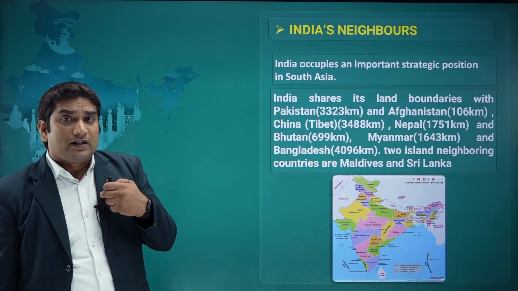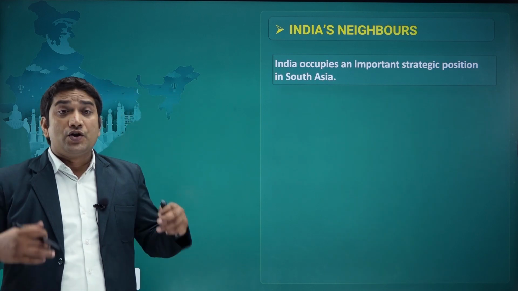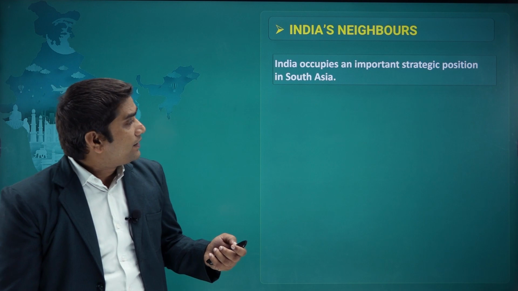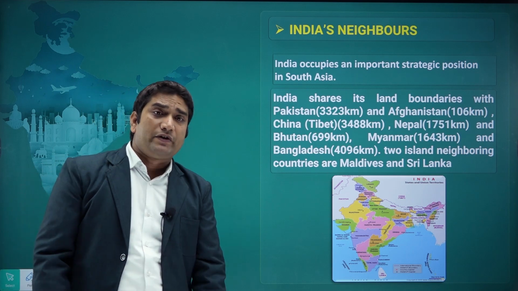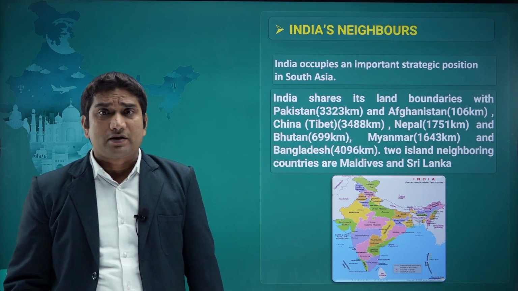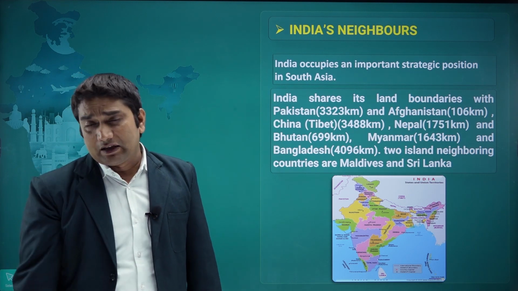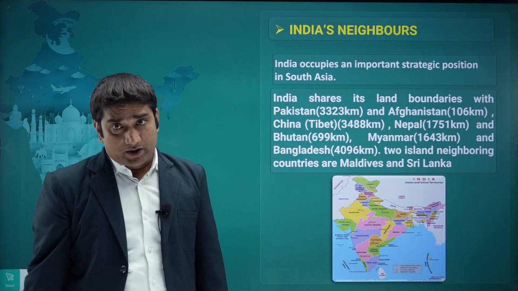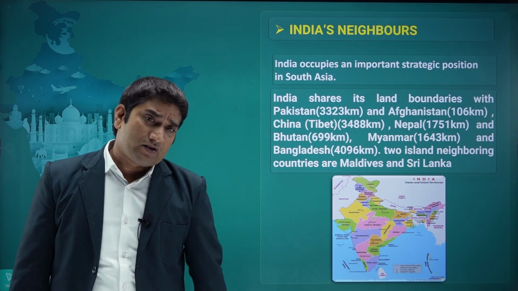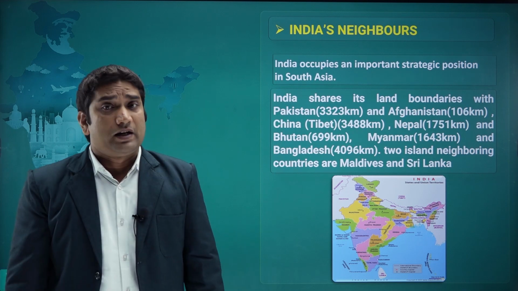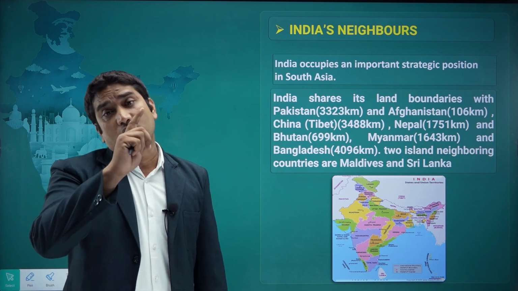So the maximum boundary we are sharing is with Bangladesh, that is 4096 kilometers. With Pakistan we are sharing 3323 kilometers, which is the third position. On the second number we are sharing the land boundary with China, that is 3488 kilometers. And with Nepal we are sharing 1751 kilometers. With Bhutan we are sharing 699 kilometers of land boundary. And the lowest boundary we are sharing is with Afghanistan, that is 106 kilometers.